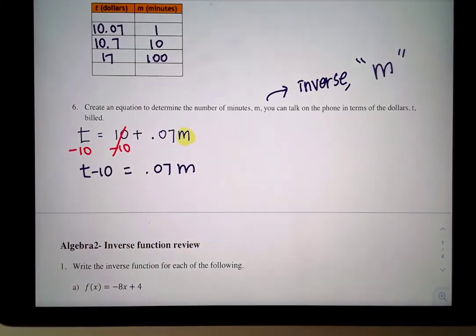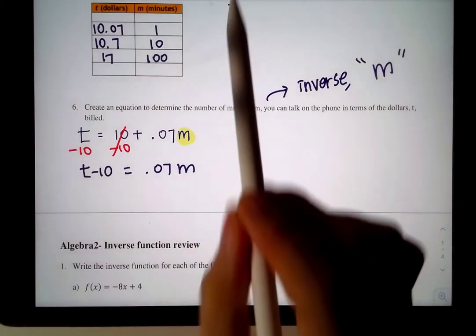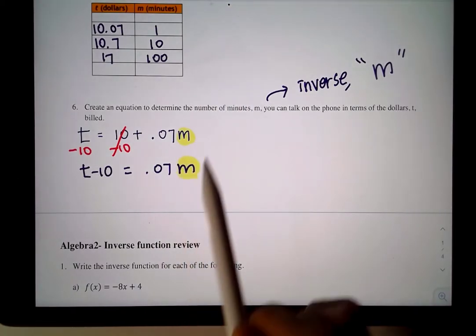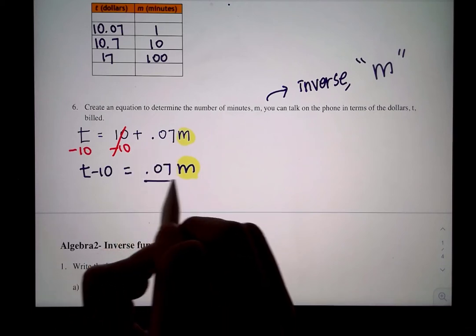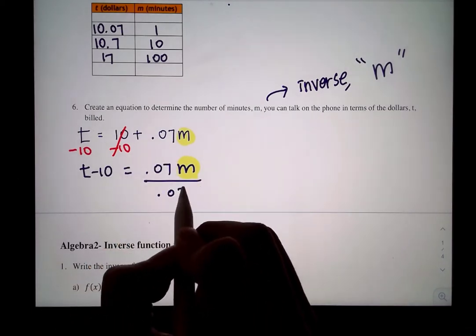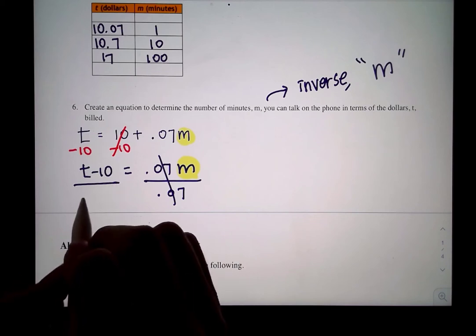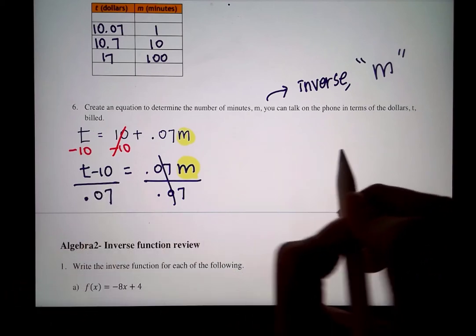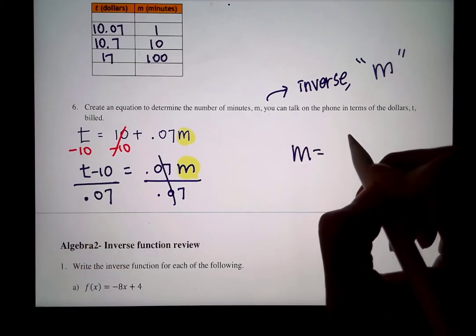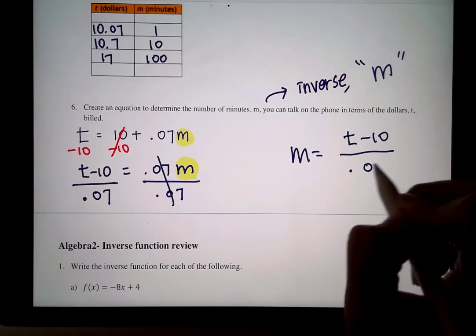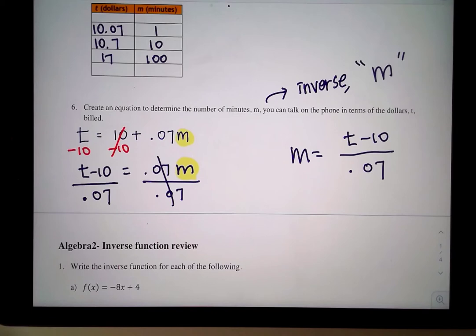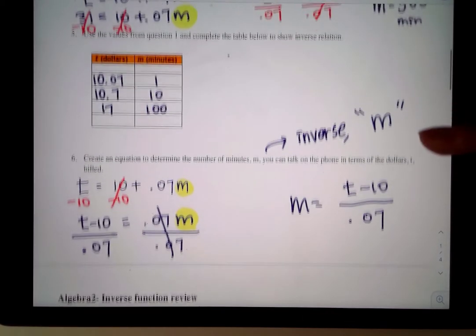0.07m. And then also, I told you we want to get m, so we need to get rid of this 0.07. So let's divide it by 0.07. Then you will get your answer: t minus 10, divided by 0.07. Like this. Okay, so please go over this one, guys.